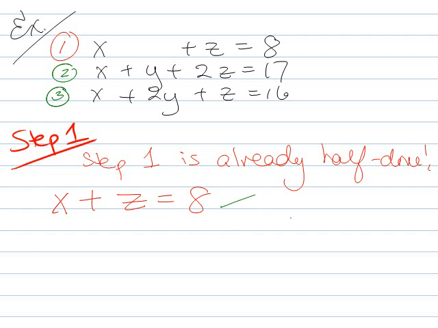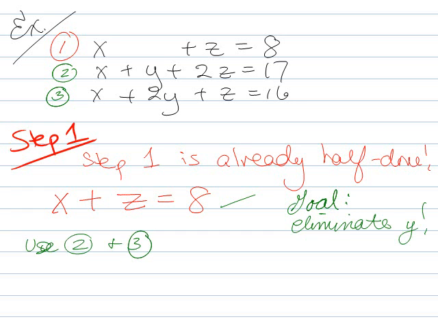So what I can do now is make it a goal to eliminate y, because I've already got it taken care of for one of the equations, and now if I use 2 and 3 and eliminate y, then I'll be ready to proceed on to step 2 almost immediately. So I've got x plus y plus 2z equals 17, and x plus 2y plus z equals 16. Good? Alright, so the first one's ready to go. I'll just use it as it is.